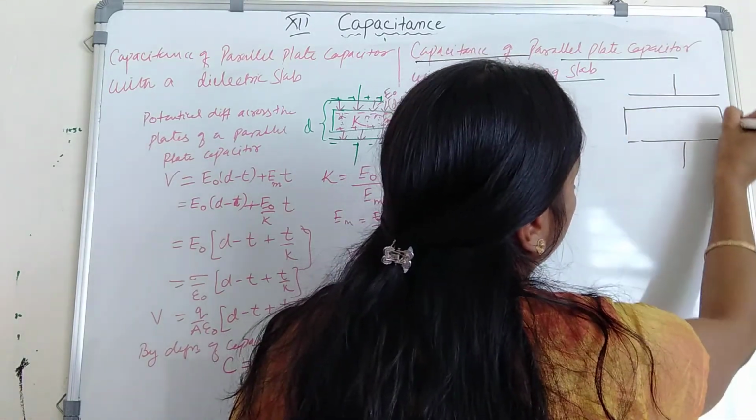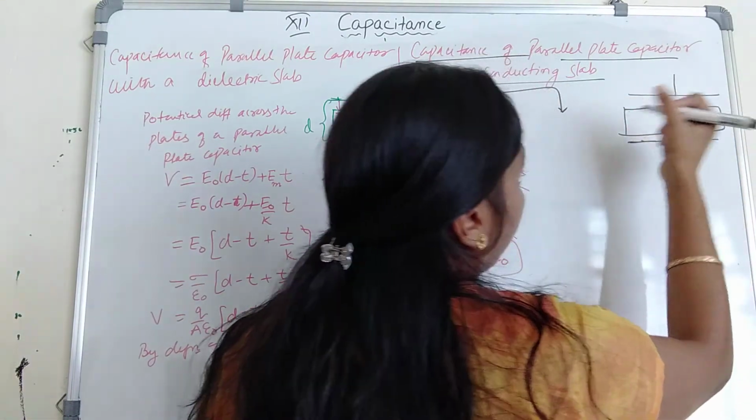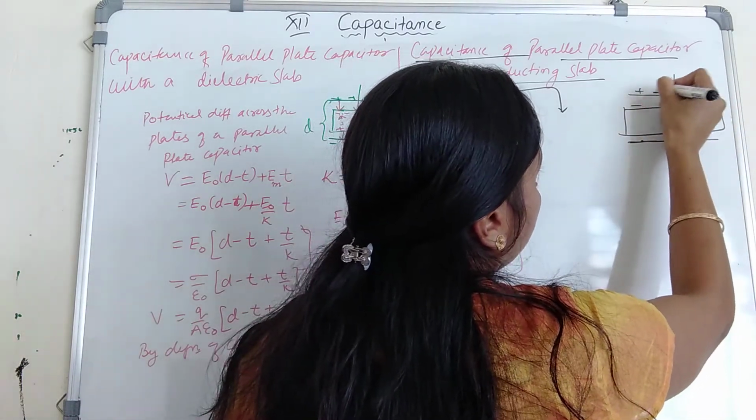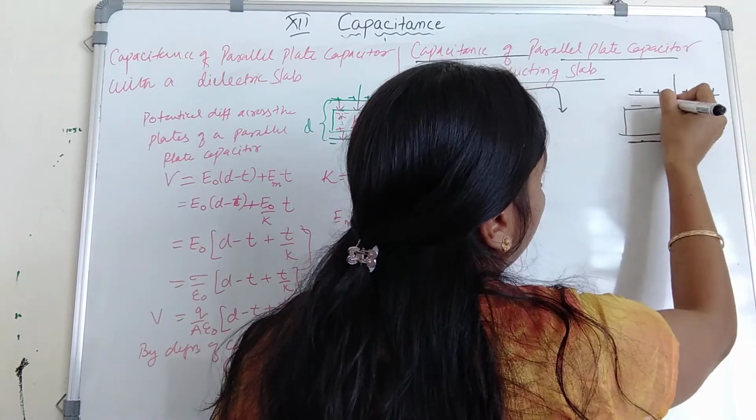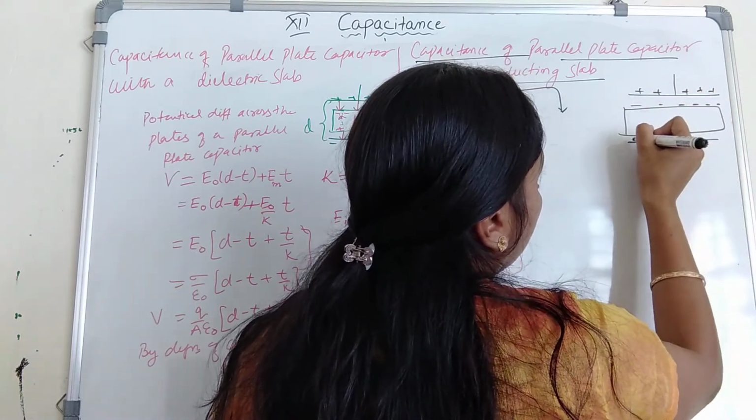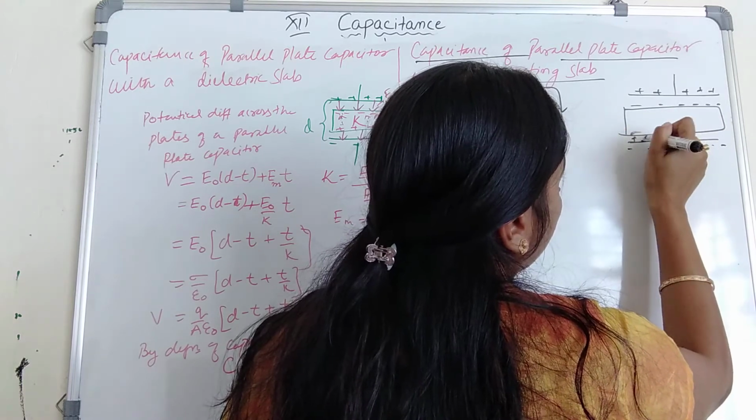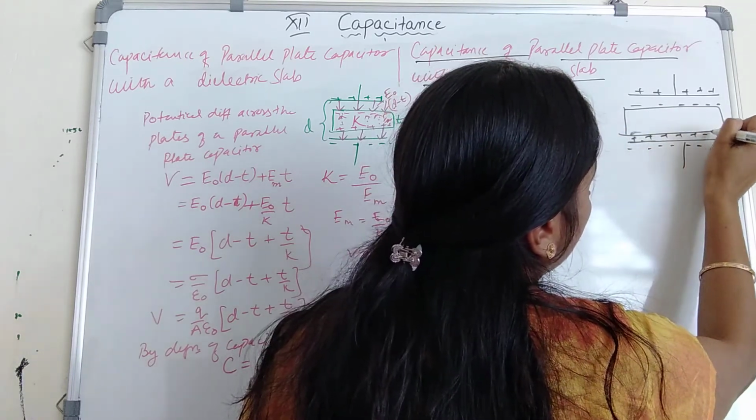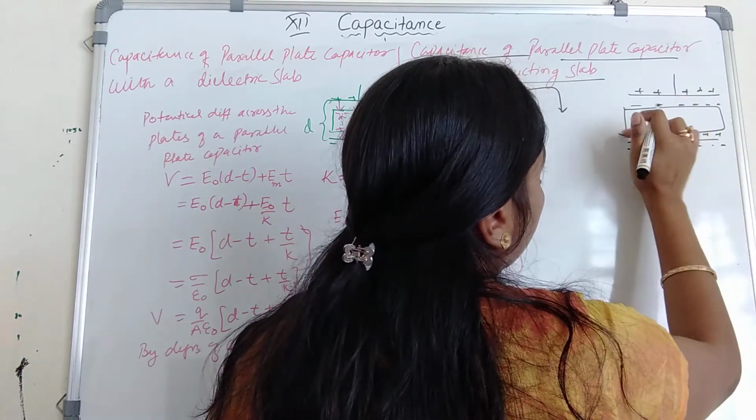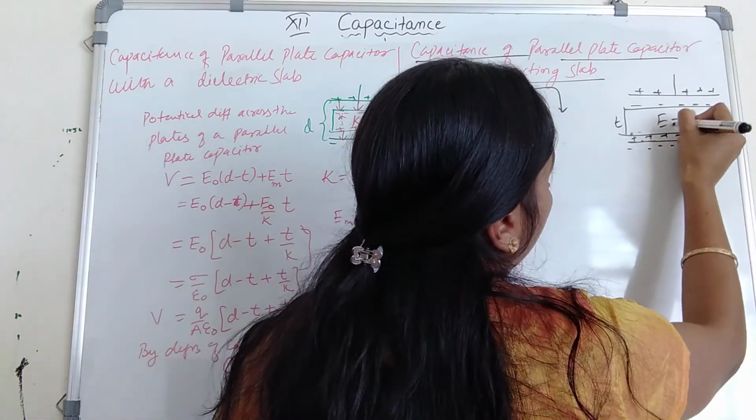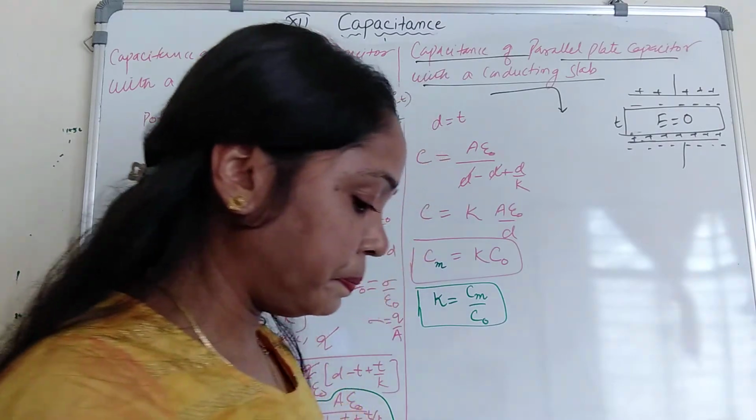I'll draw the conducting slab here. This is the positive plate, so near it negative charge will be induced. This is the negative plate of the capacitor. So positive charge will be induced at the surface of the conducting plate. Take the thickness of the conducting plate as the same t. But inside it the electric field is equal to 0.